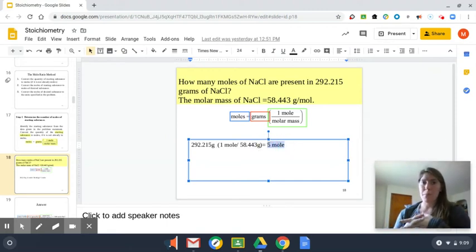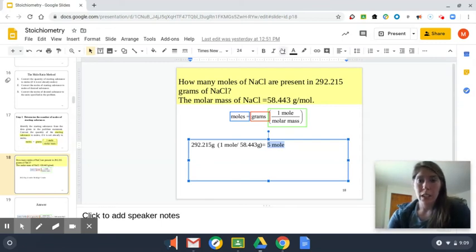So if I'm setting up my first stoichiometry equation and I have to go from grams to moles, I need to make sure everything's starting in moles. That's like rule number 1. Make sure everything's in moles. If it's not in moles, you've got to convert.